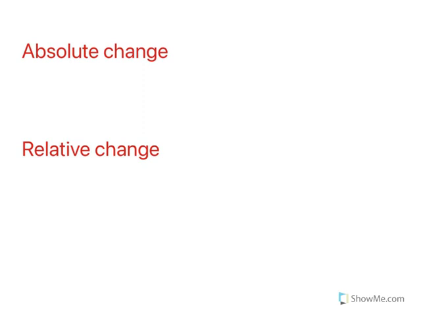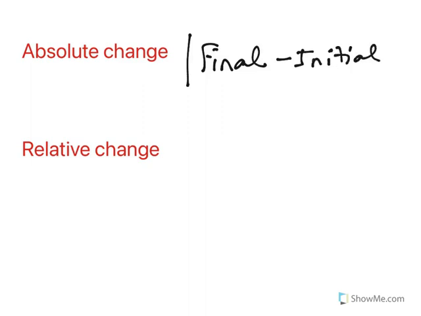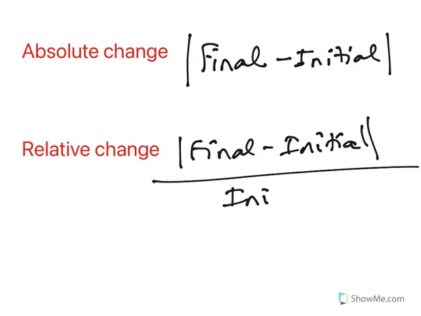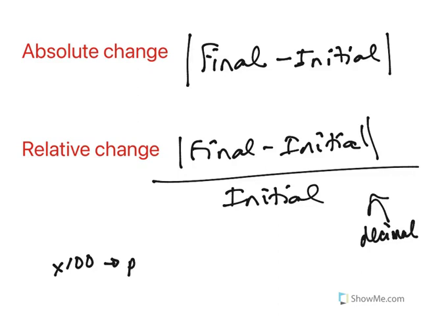So remember that absolute change is the absolute value of the final value minus the initial value. And the relative change is the final minus initial all over the initial. And generally the relative change, this answer here, will be a decimal. And then oftentimes we will change that to a percent by multiplying by 100, and then we call it percent change. Okay, but that's kind of getting in a little further.